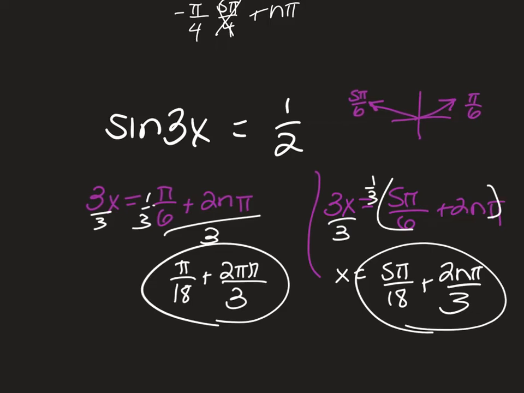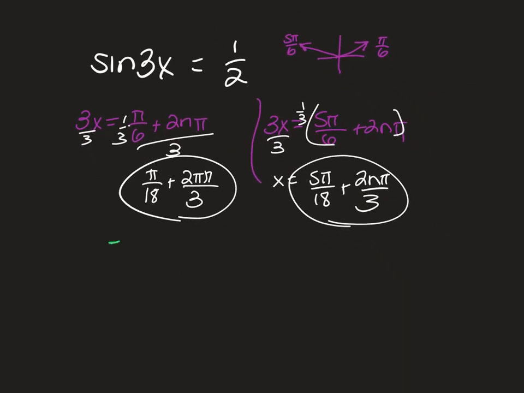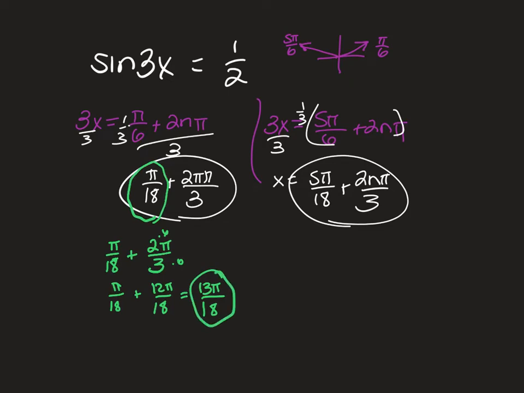If there was an interval, then I would have to take pi over 18 and add 2 pi over 3 to it. So this would be times 6, and I'd get pi over 18 plus 12 pi over 18, and I'd get 13 pi over 18, and I'd have to say, is that smaller than 2 pi? And it is. So not only would I have pi over 18, but I'd also have 13 pi over 18. And then I'd have to do it again: 25 pi over 18, which is still smaller than 2 pi, so I count that. And then I would do it again, and now it's too big. Does that make sense? So that would be your last one since it's too big.